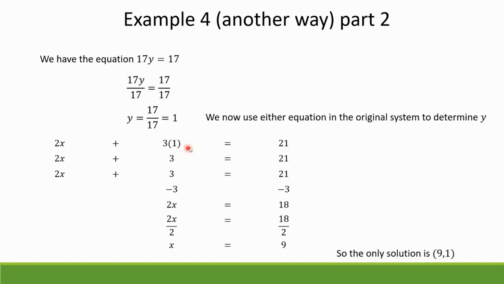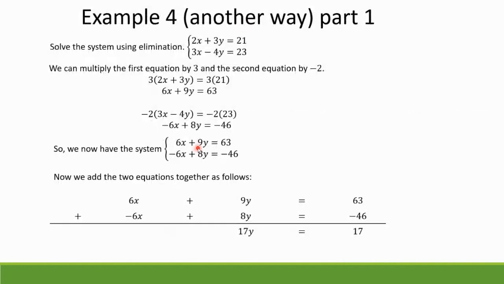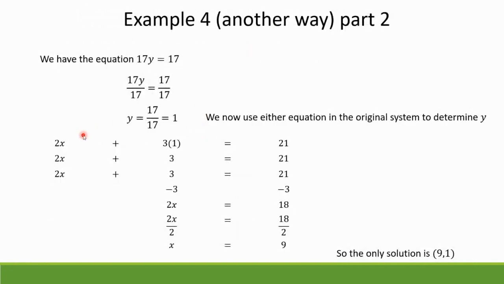Now, once we know y is 1, we can get x because we use one of these two original equations. So you let y be 1. What does x become? Well, let's see. We have 2x plus 3 times 1 equals 21. 2x plus 3 is 21.